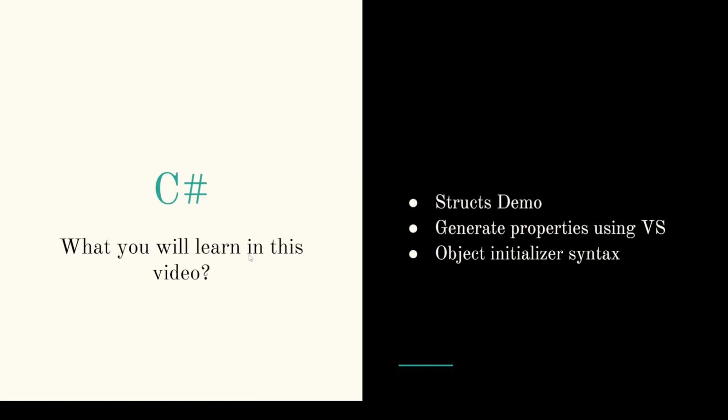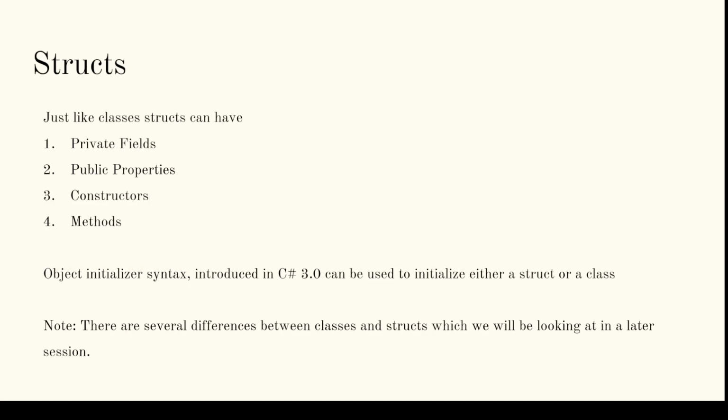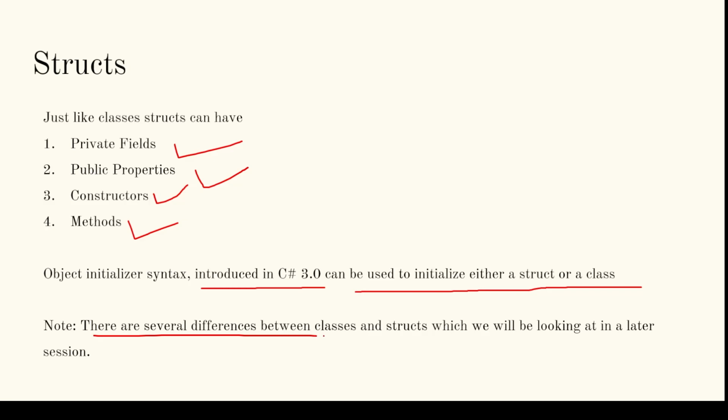Okay, so in this video, we have seen a demo using structures. We have seen how we can generate properties using Visual Studio, and we have seen the object initializer syntax. Just like classes, a structure can have private fields, public properties, constructors, and methods also. Object initializer syntax was introduced in C# version 3.0, and it can be used to initialize either a class or a structure. Please note there are many differences between classes and structures, which we will be looking at in a later video session. So we have seen private fields, public properties, and methods in a structure.